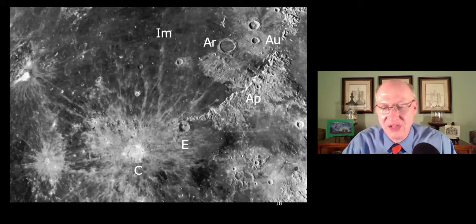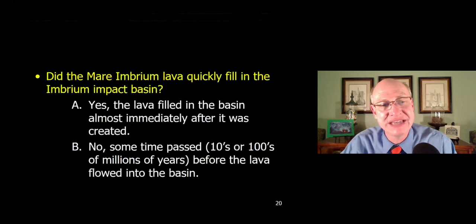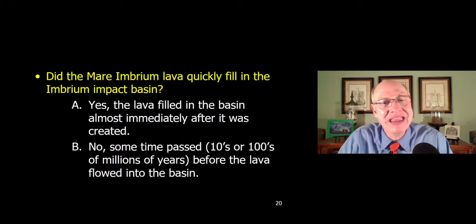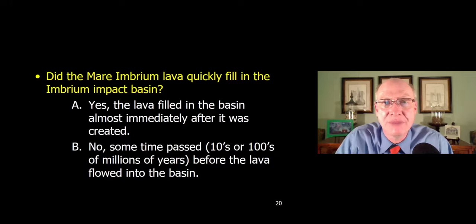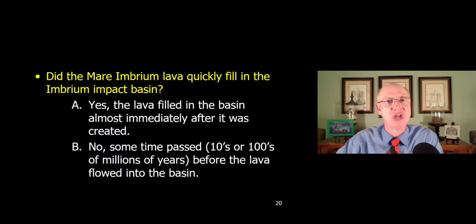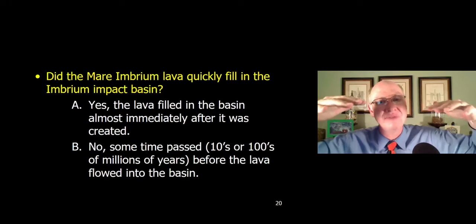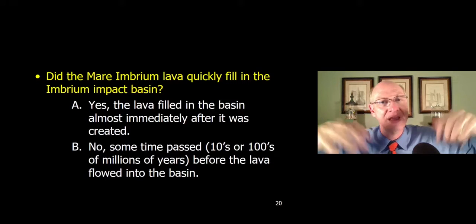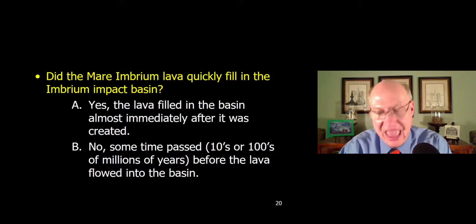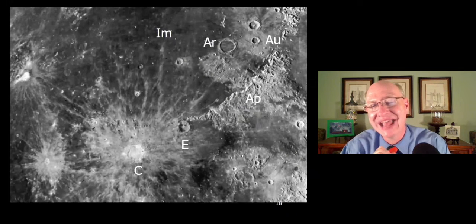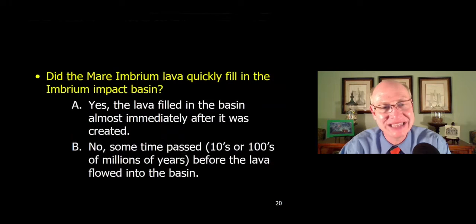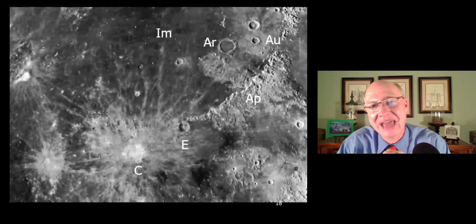Before we tell the story of what happened here, I want you to take a guess at this. Did the Mare Imbrium lava quickly fill the Imbrium impact basin? That is, did you have this giant impact blow a basin and the lava fills in right away? Or did the lava come much later? Looking at the picture, you can actually tell that, but it's a subtle tell. So mostly I want you to try and guess the answer here. Yes, the lava filled the basin almost immediately, or no, sometime past, tens or hundreds of millions of years. So go ahead and answer that in Learning Catalytics.